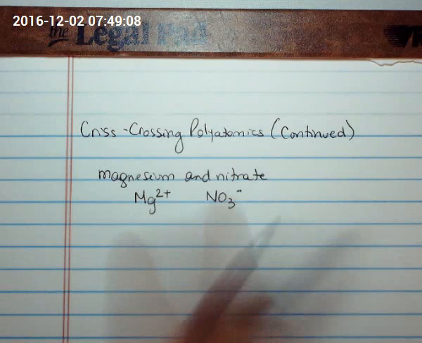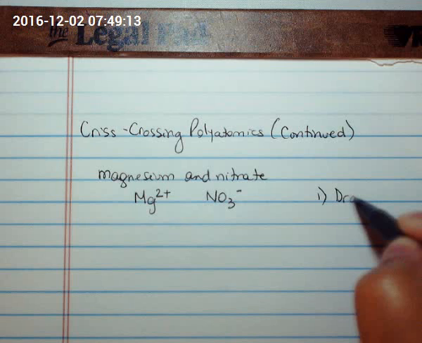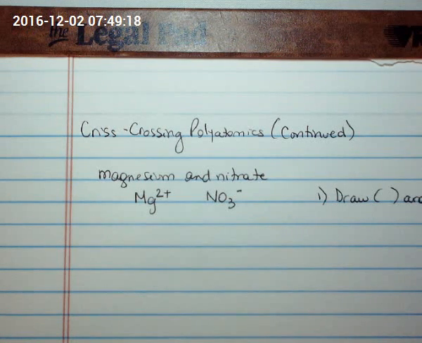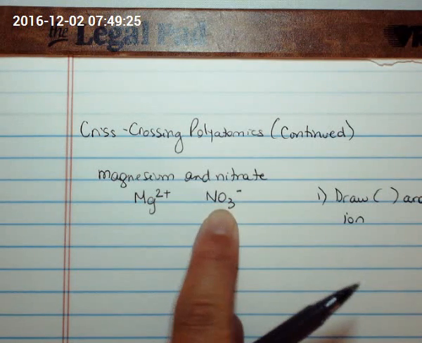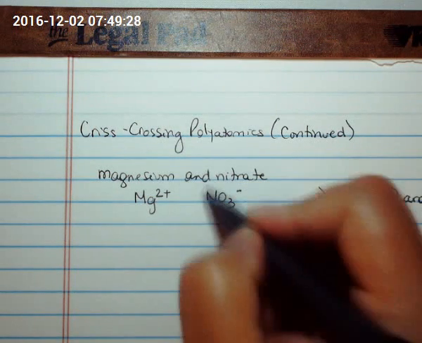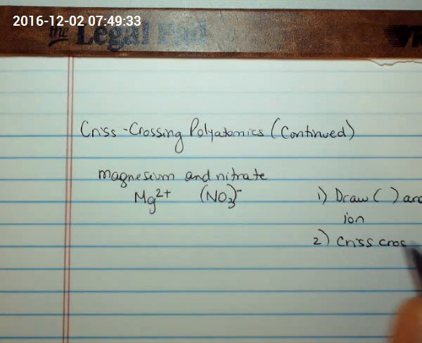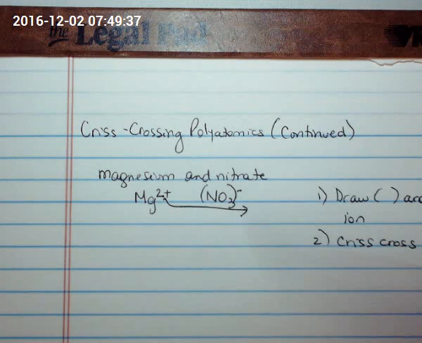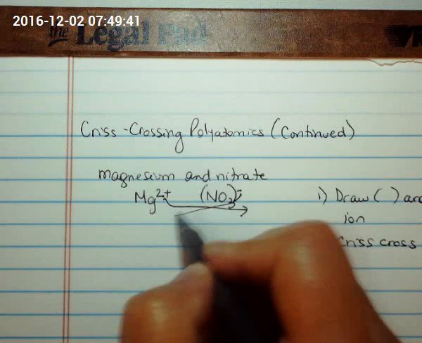And when you want to crisscross these things with these polyatomic ions, the first thing that you have to do is maybe draw some parentheses around the polyatomic, just to help you visualize this. The polyatomic ion is this thing right here that has more than one element in it. So I'm going to draw some parentheses around it, and then you crisscross. Again, that number that is the charge on the magnesium becomes the subscript on the nitrate. The number that is the charge on the nitrate becomes a subscript on the magnesium.